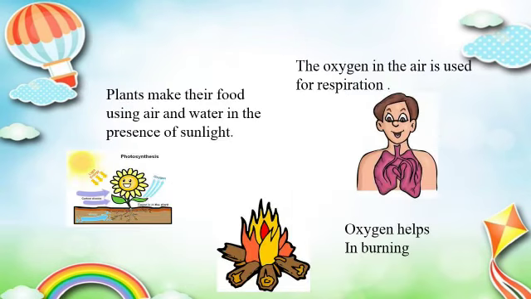As you all know, children, oxygen is of great importance to all of us. For example, plants make their food using air and water in the presence of sunlight. They take in carbon dioxide and give out oxygen. Another example is that the oxygen in the air is used for respiration. That is, we breathe in oxygen and we breathe out carbon dioxide. And lastly, children, oxygen also helps in burning as well.